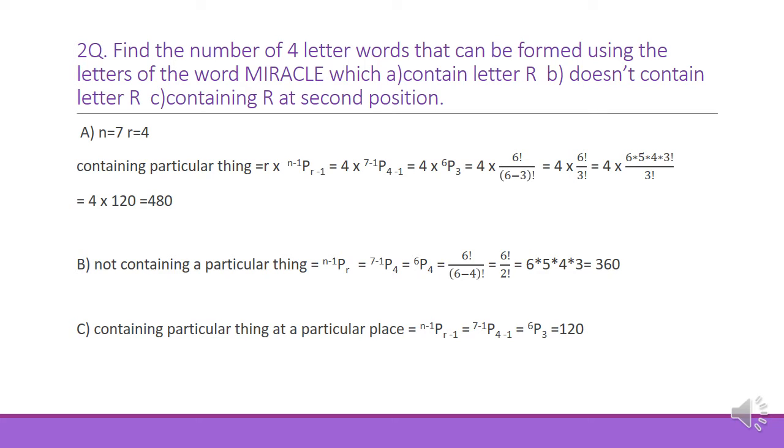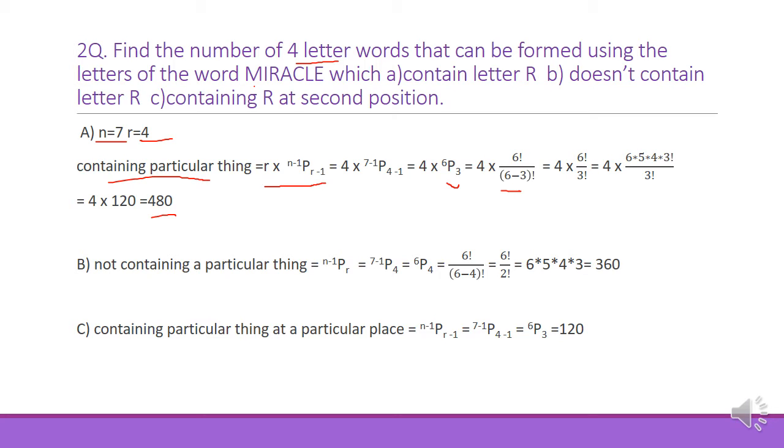Here MIRACLE has 7 letters, so n is equal to 7, and we have to find the 4-letter word, so r is equal to 4. For the first question, A, containing the letter R, we have the formula: containing a particular thing is equal to r into (n minus 1)P(r minus 1). So here r is 4 into (7 minus 1)P(4 minus 1), that is equal to 4 into 6P3. We have the formula nPr is equal to n factorial by (n minus r) factorial. So here 4 into 6 factorial by (6 minus 3) factorial. By solving this we will get the answer 480.